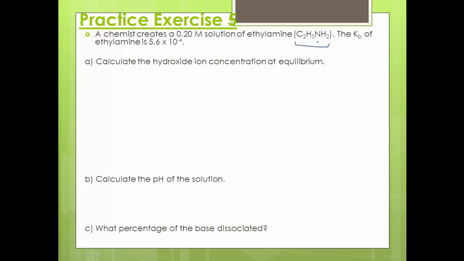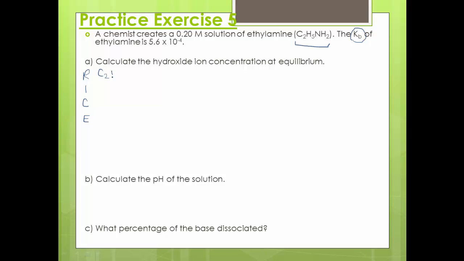So you may not be able to look at this and know that it's a base, but they gave us a Kb, so we know it's going to be a base. So we're going to calculate the hydroxide ion concentration actually produced at equilibrium. It's going to be less than this 0.2 molar because it's a weak base. So we organize our calculations with a RICE table.